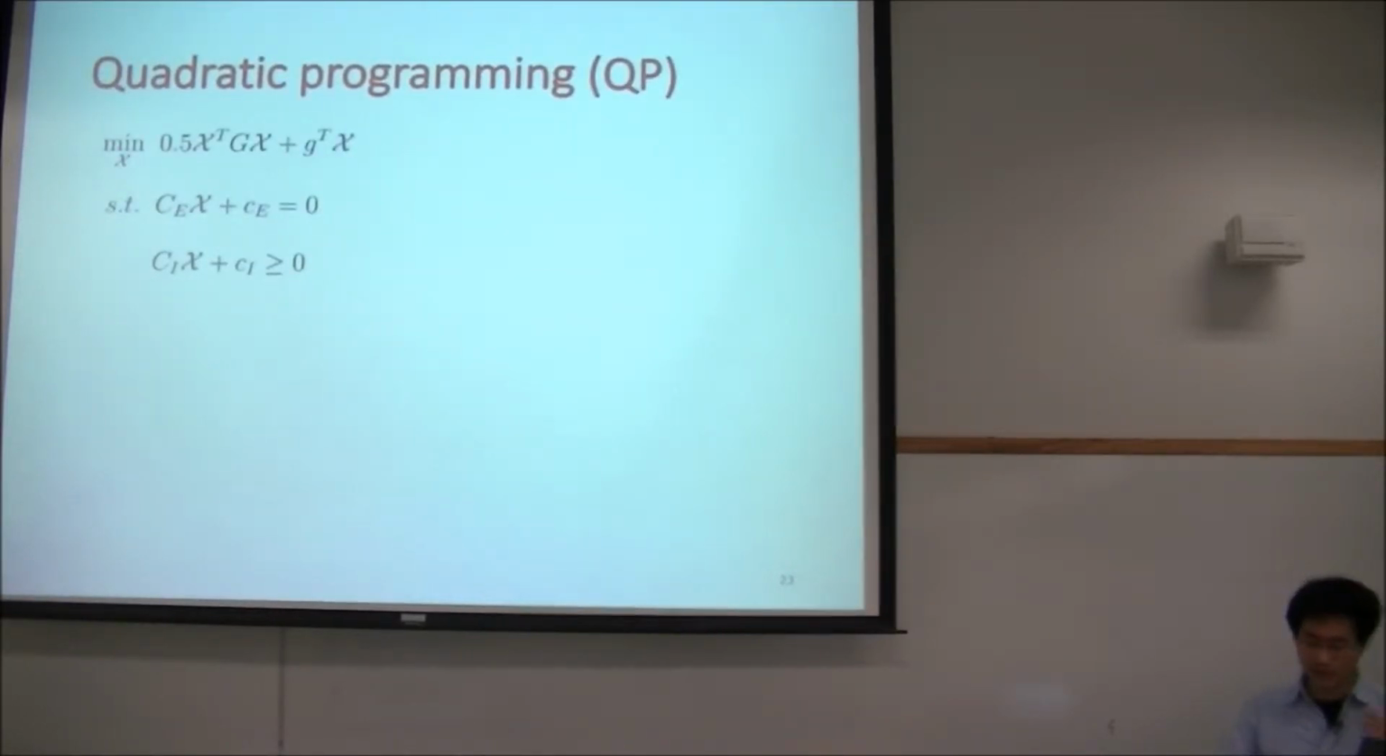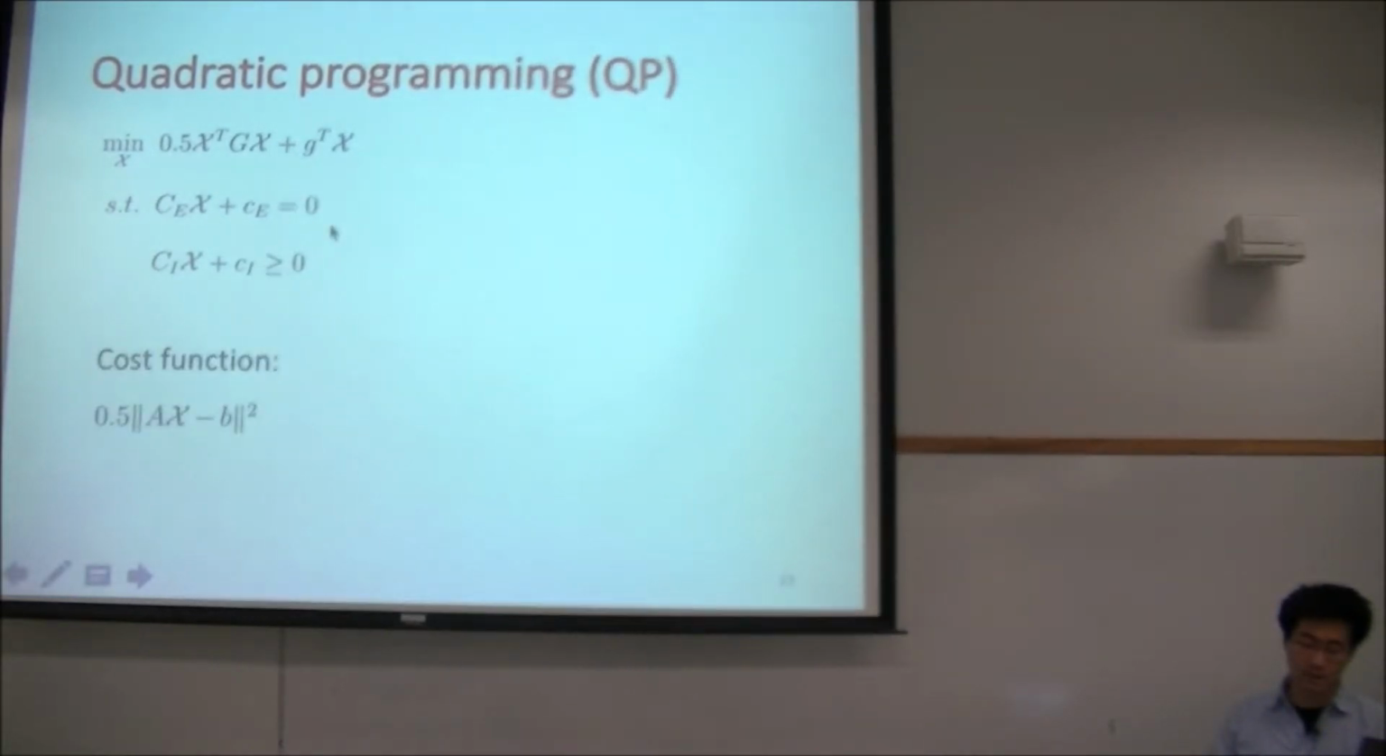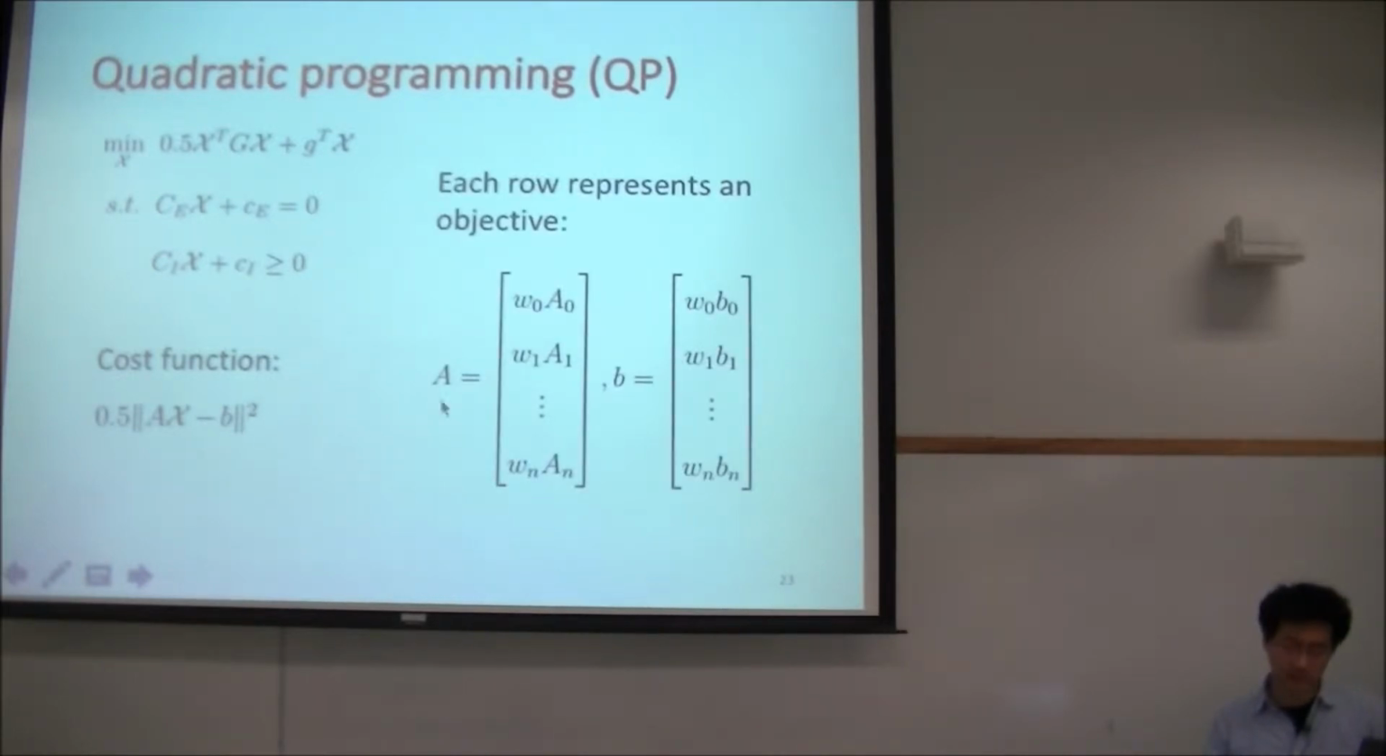So just to quickly recap, this is the canonical form for a quadratic program. And in this case, the cost function that I'm minimizing looks something like this. It's A, a matrix, times a vector I'm trying to optimize, minus a linear vector b. And if we look at the A and b, we can decompose it row-wise into different blocks. And each row of this represents a distinct objective I want to minimize.